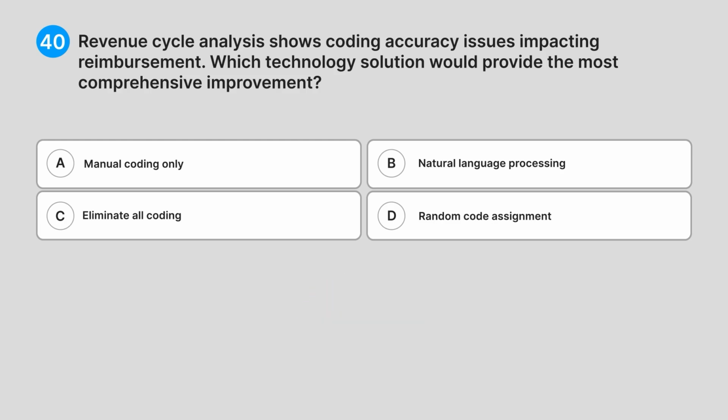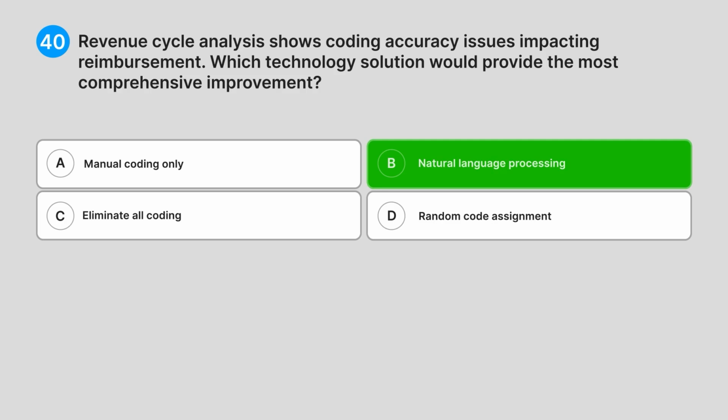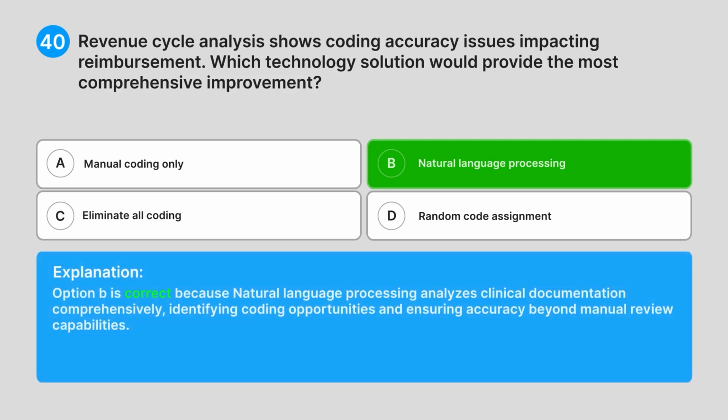Correct answer: B. Natural language processing. Explanation: Option B is correct because natural language processing analyzes clinical documentation comprehensively, identifying coding opportunities and ensuring accuracy beyond manual review capabilities.